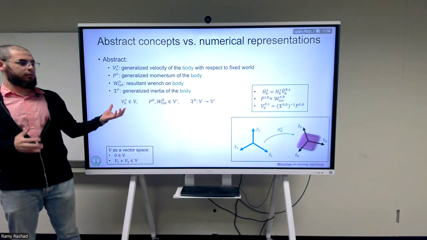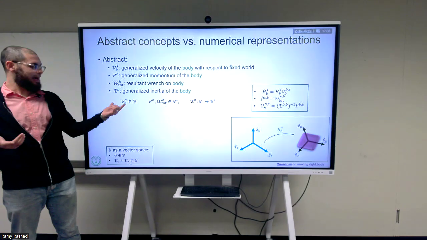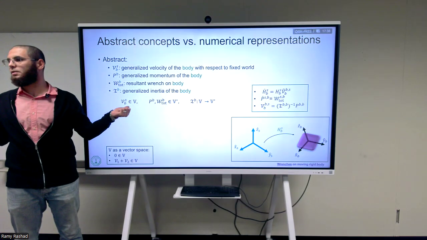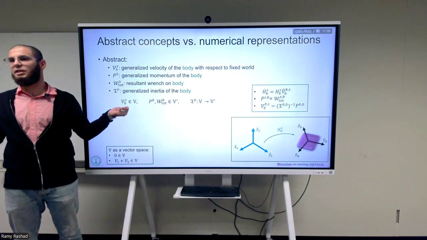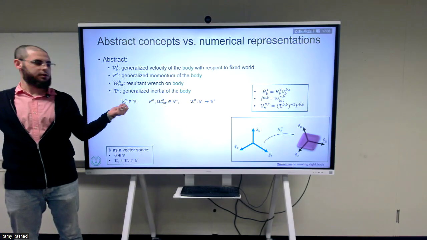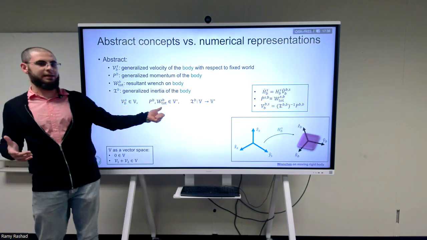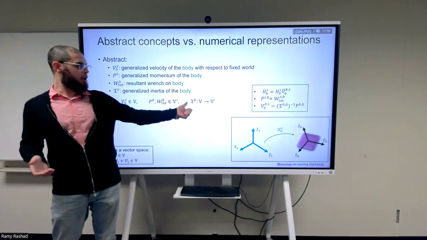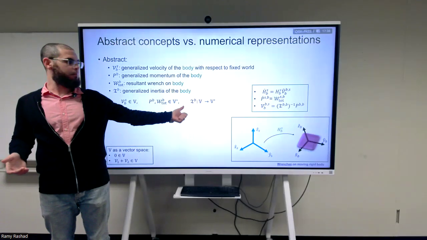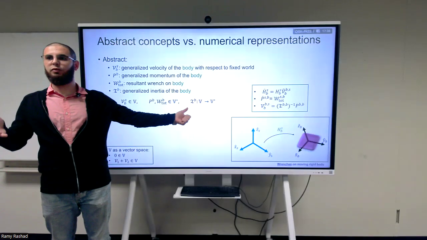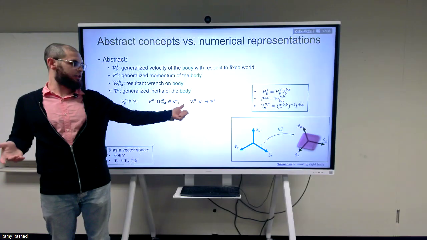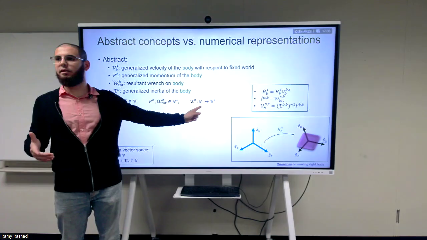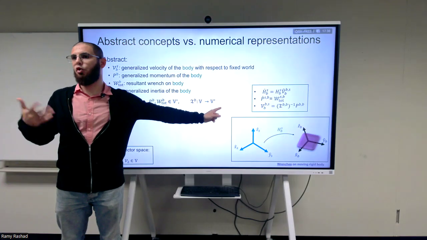If we want to relate them abstractly, you say that the velocity lives in some space, let's call it V. This is just an abstract space. It's a vector space, but it's abstract. It's not numbers, it's not 6 numbers, just V. The momentum and the wrench will live in V star, so they are covectors. And the inertia will be what we call a 0-2 tensor, which is simply what we introduced as a bilinear map that eats a vector and spits out a covector.